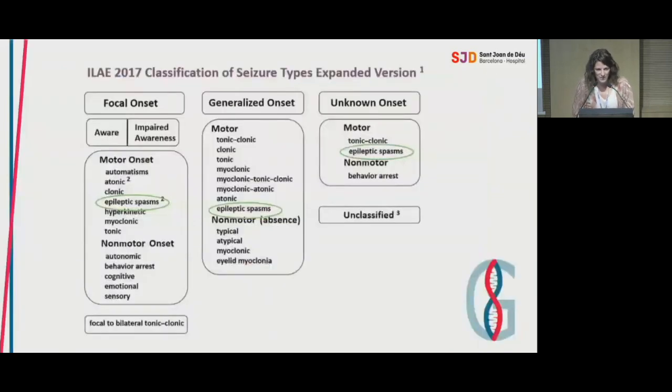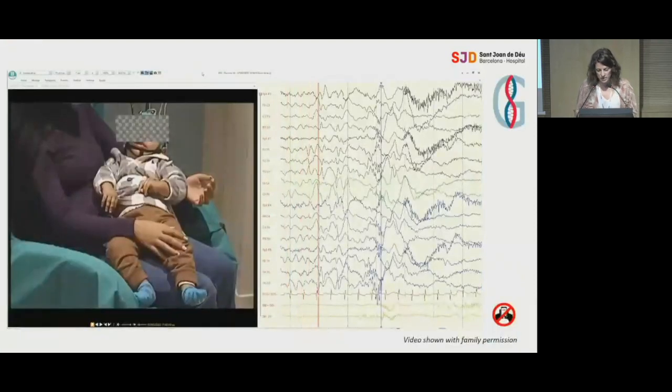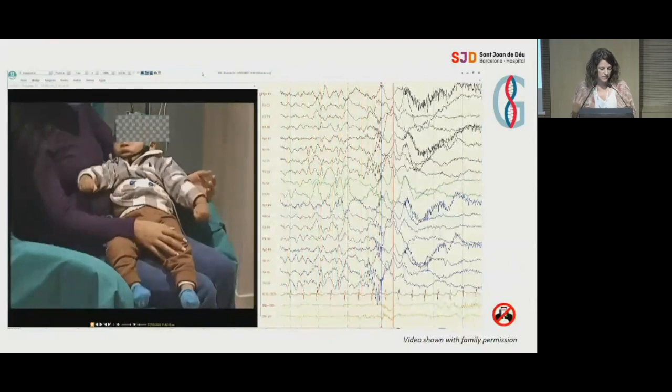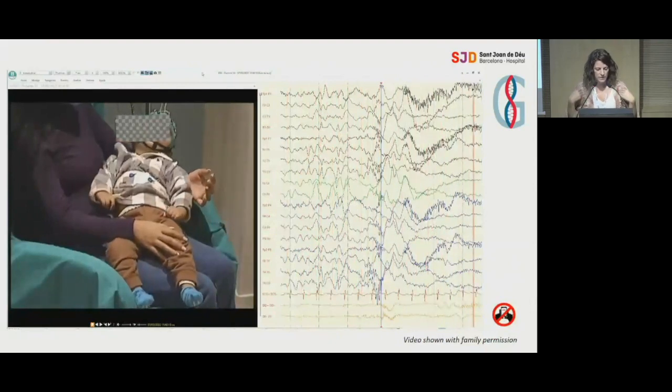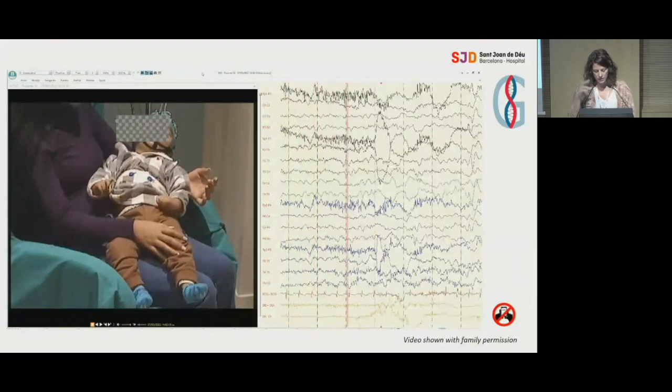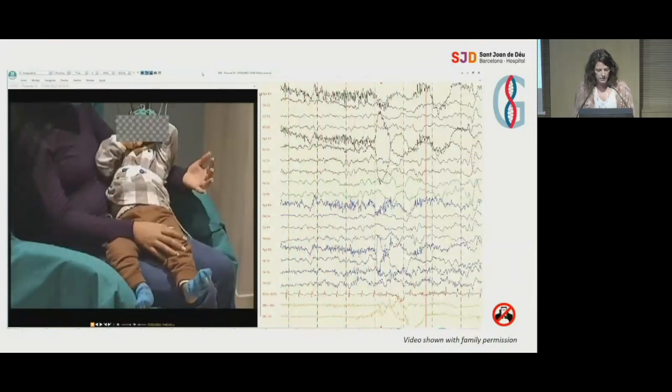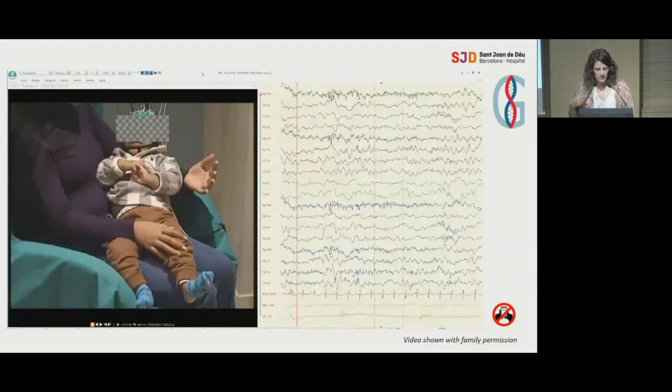Well, let's talk about epileptic spasms. You see that we have epileptic spasms there in all the categories. We know now that epileptic spasms can appear because of focal brain activity, but also in generalized onset seizures. And sometimes we don't have enough information to classify them. And this first one is a typical presentation of spasms. This is a sudden and brief movement, a contraction of his shoulders. You don't see it, but his eyes were rolling up at the same time. And then he is going to repeat this.